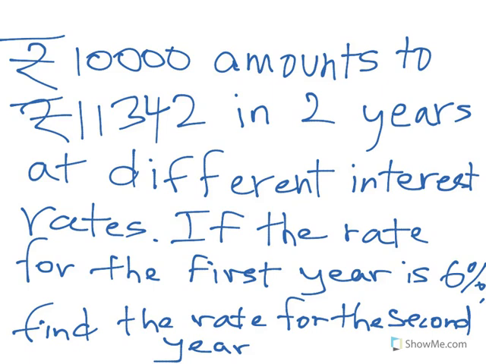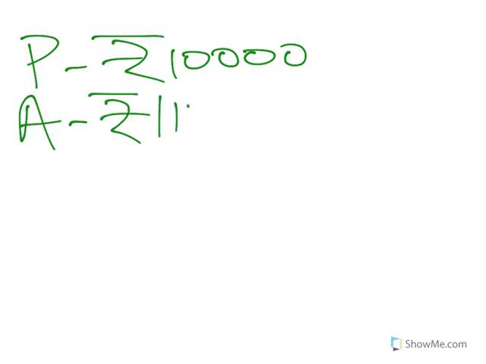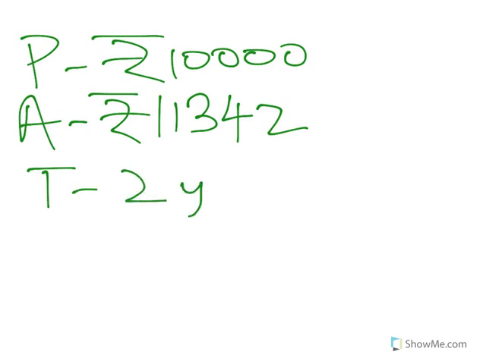Okay, our next question is 10,000 rupees amounts to 11,342 rupees in 2 years at different interest rates. If the rate for the first year is 6%, find the rate for the second year. Okay, fairly straightforward. Let's start with what we know. I know the principal is rupees 10,000. I know that the amount is rupees 11,342. I know that the time is 2 years.